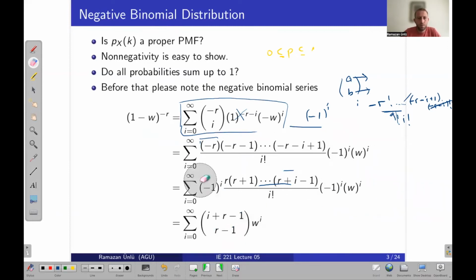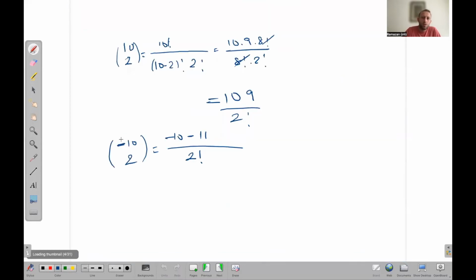So I can say that if I have a summation like that, I can simply use this formulation. This is important because we will use this equality to prove that the sum of the PMF is 1, and also we will use it to calculate the expected value of the negative binomial distribution.